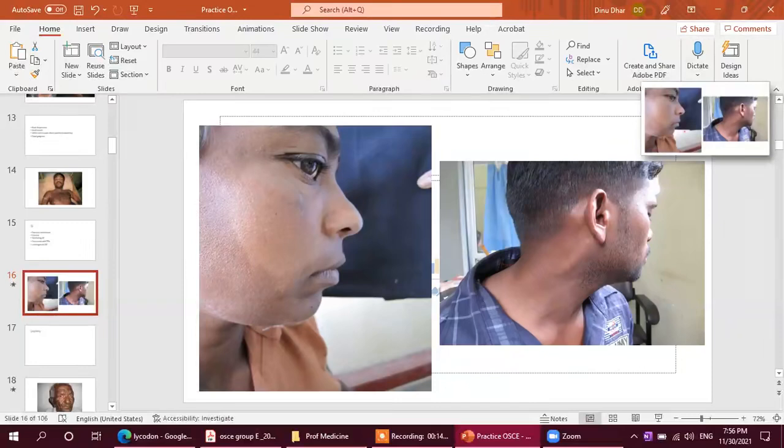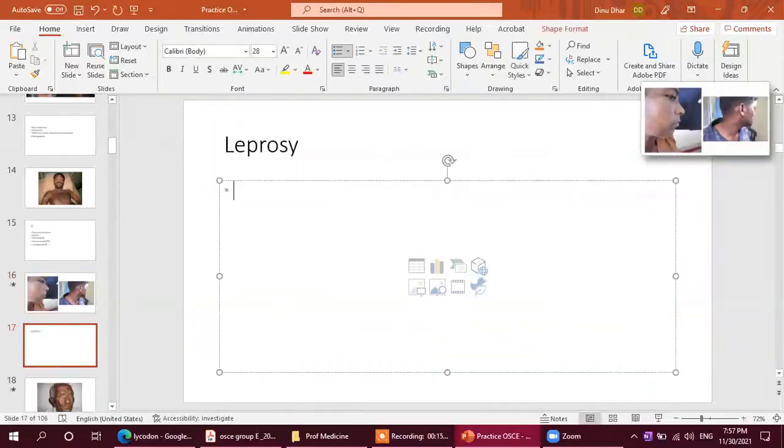This is another classical picture in relation to leprosy. If you follow my pointer again, you can see the thickened greater auricular nerve. So look for this cutaneous involvement, and these are the other signs as well for leprosy.